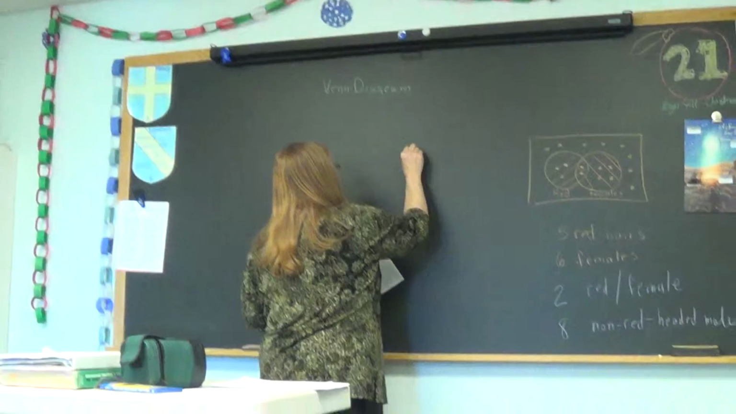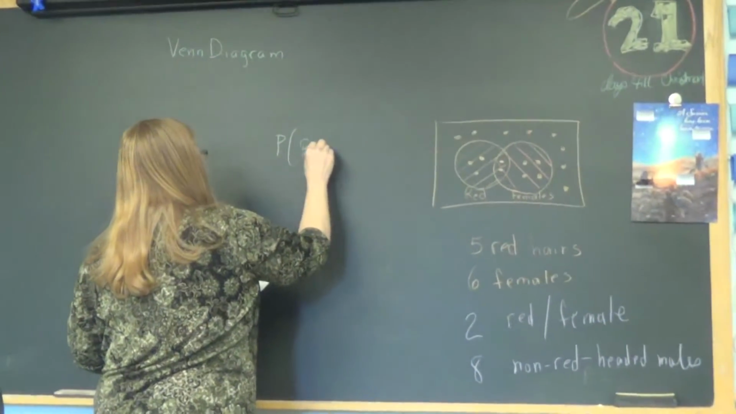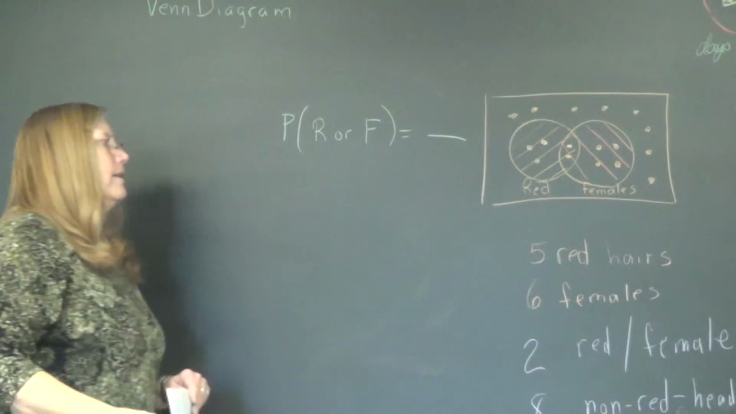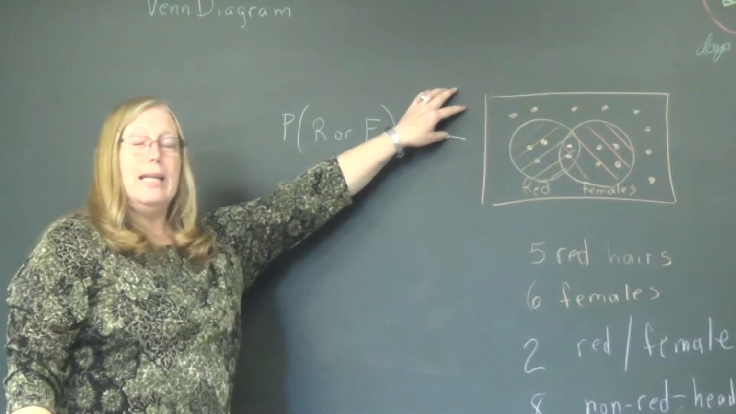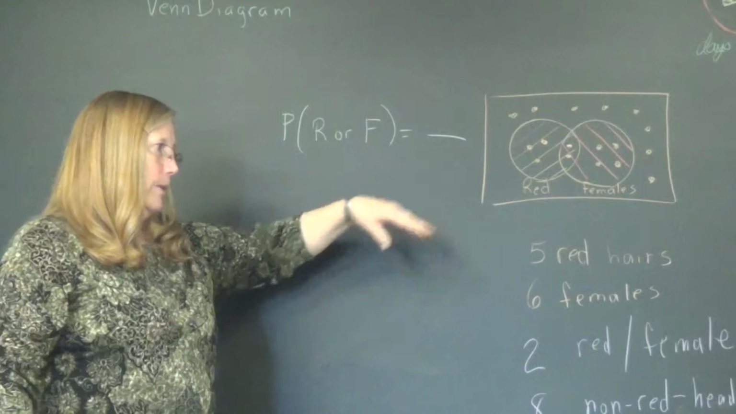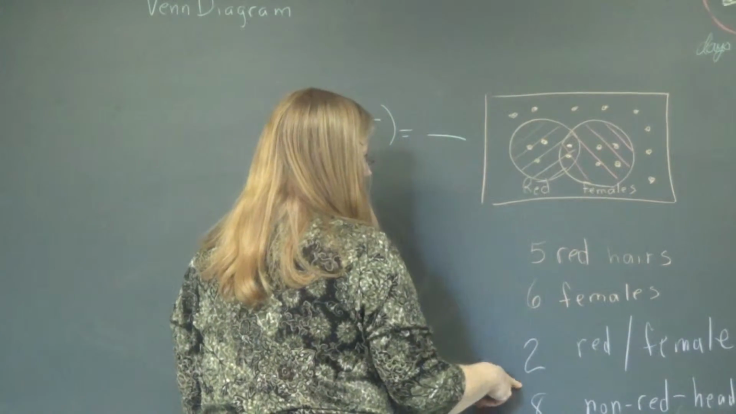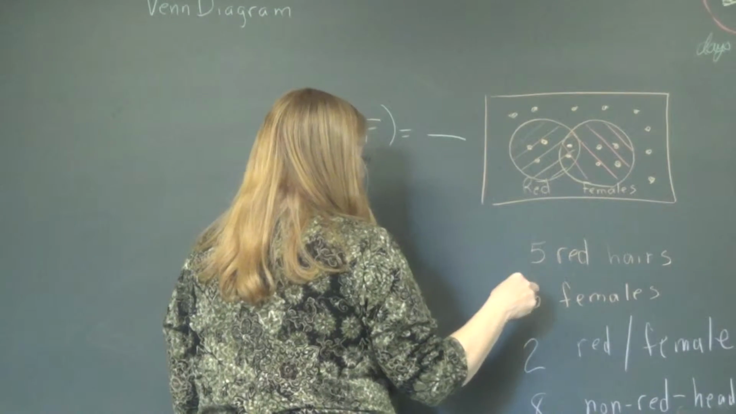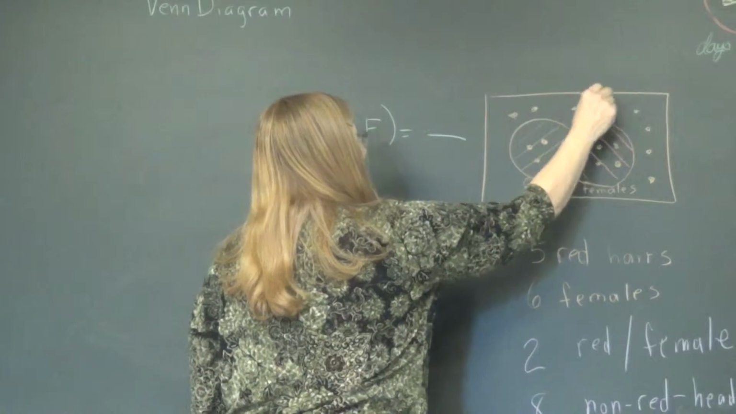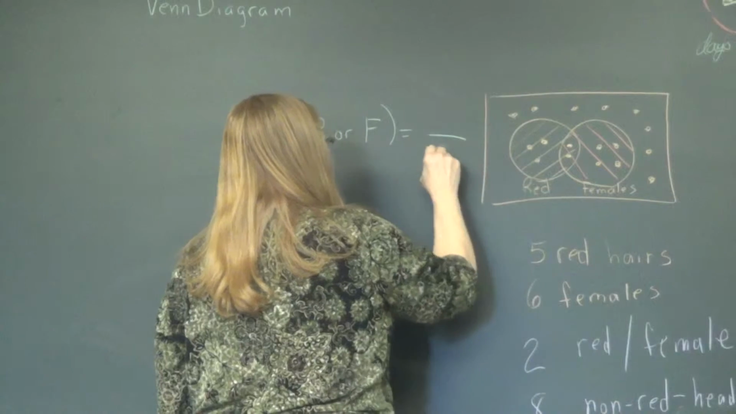So I want the probability from this one of being red-headed or female. I want to do that as a fraction. We take the number that meet the requirement, red or female, and divide it by the total number. So what is the total number here? 8, 2 is 10, 6 is 16. No, that'd be double counting. I'm just going to count the dots: 2, 3, 4, 5, 6, 7, 8, 9, 10, 11, 12, 13, 14, 15, 16, 17 total.